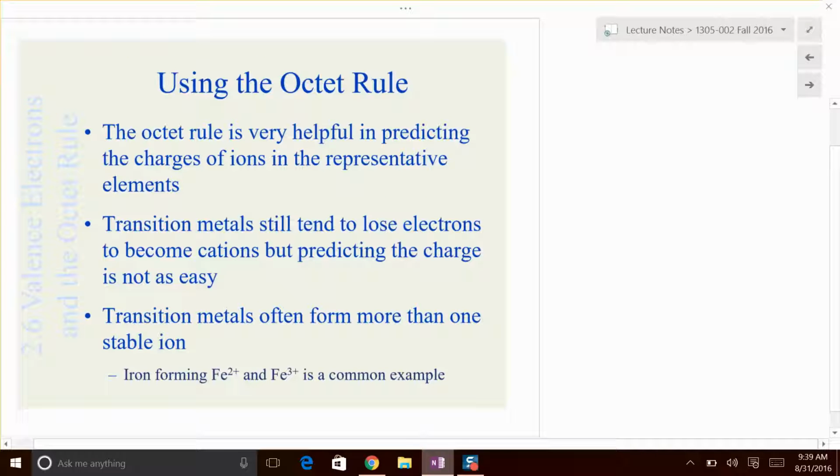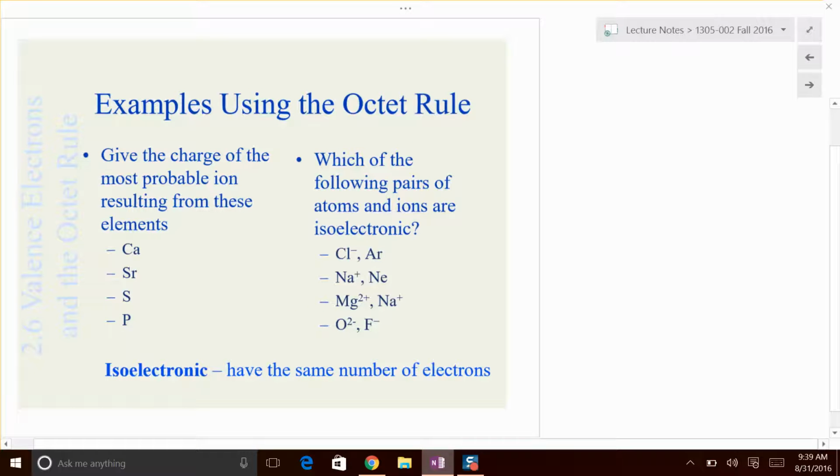So the octet is useful to us in predicting the charges of ions, of metals and nonmetals. The transition metals, like I said, can have multiple charges, so you can't predict them. Iron 2+ and 3+, etc. Okay, so let's look at this. Let's answer this, and then we'll talk about isoelectric and answer these after that.